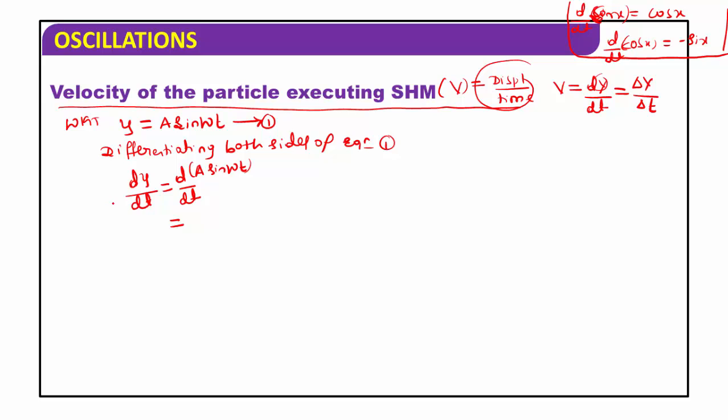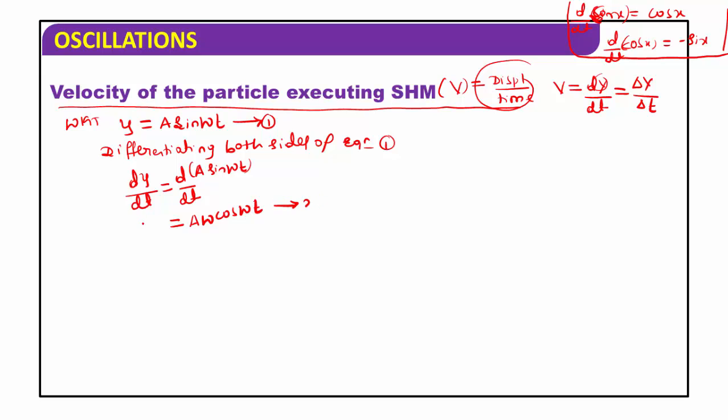A is the amplitude. Take this value outside. Here, the remaining value is sin omega t. Differentiation of sin x is equal to cos x. Therefore we can write this equation: a sin omega t becomes omega into cos omega t. This is equation number 2.